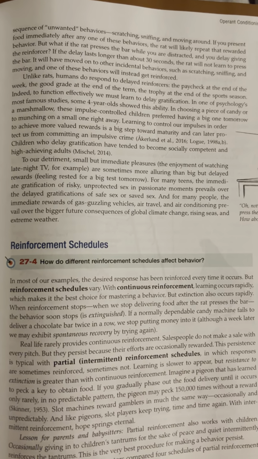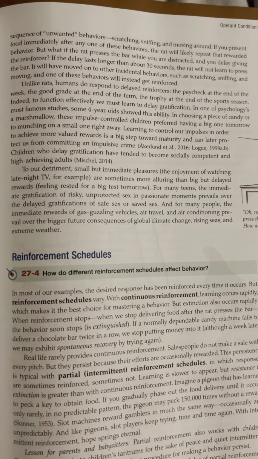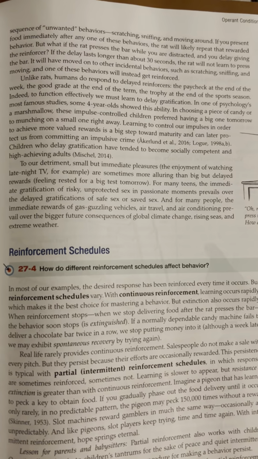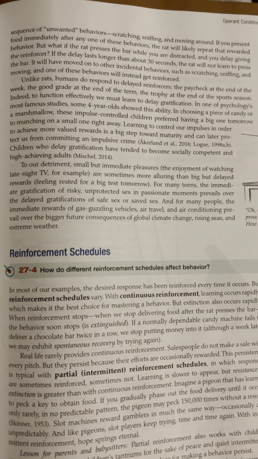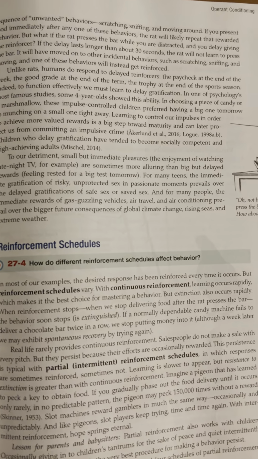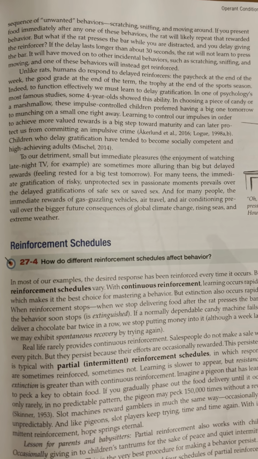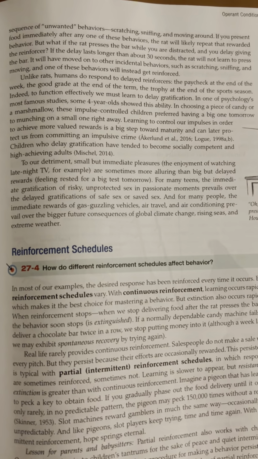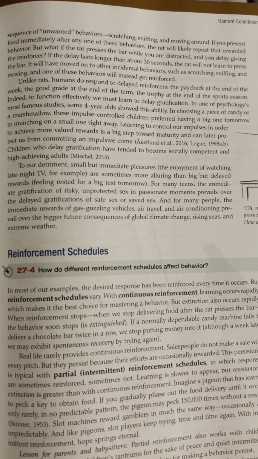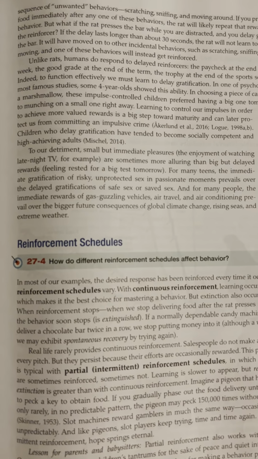Learning to control our impulses in order to achieve more valued rewards is a big step towards maturity and can later protect us from committing an impulsive crime. Children who delay gratification have tended to become socially competent and high-achieving adults. To our detriment, small but immediate pleasures, the enjoyment of watching late-night TV, for example, are sometimes more alluring than big but delayed rewards, feeling rested for a big test tomorrow. For many teens, the immediate gratification of risky, unprotected sex in passionate moments prevails over the delayed gratifications of safe sex. And for many people, the immediate rewards of gas-guzzling vehicles, air travel, and air conditioning prevail over the bigger future consequences of global climate change, rising seas, and extreme weather.